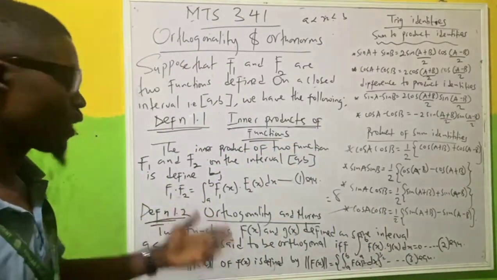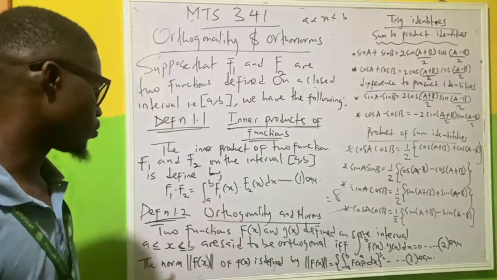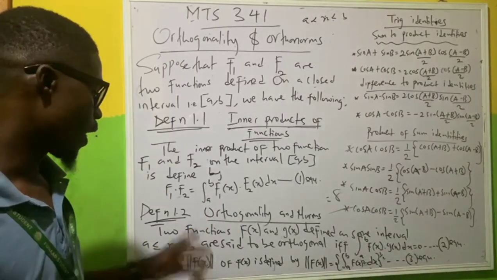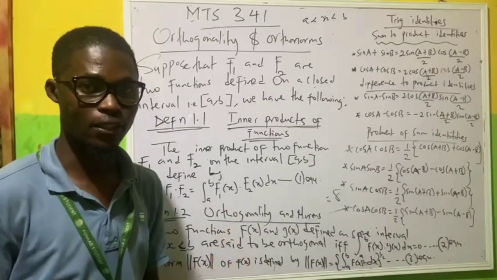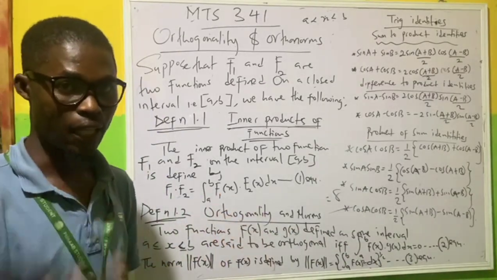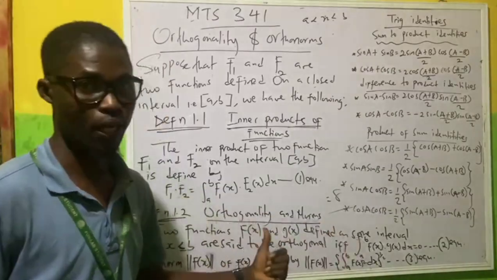Suppose f of x and g of x are two functions. What is said to be an orthogonality? On a closed interval, orthogonality of functions is said to be this: the integral of a to b of f of x dot product g of x dx equals 0. That's what we call orthogonality.